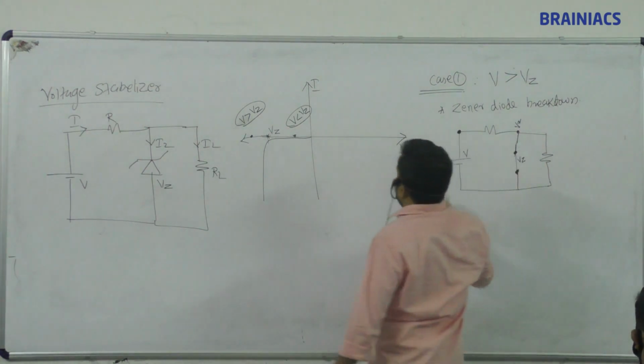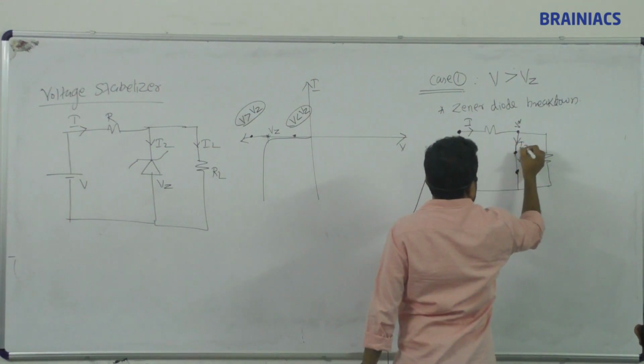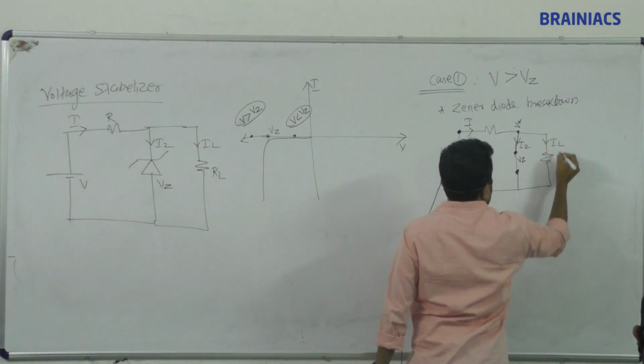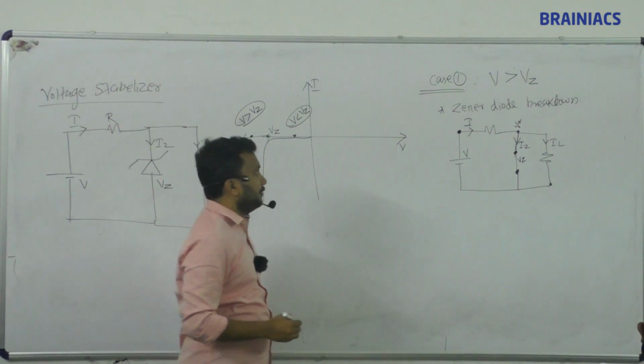So there is a set of currents. This is the total current I. This is the Zener current Iz. This is the load current IL. Now we are going to calculate the different currents.